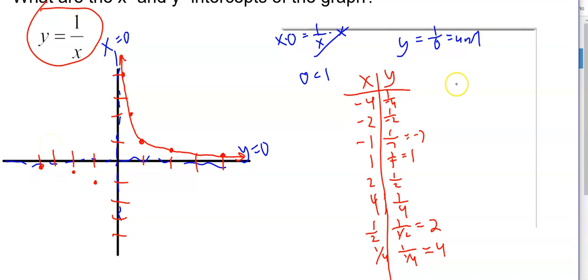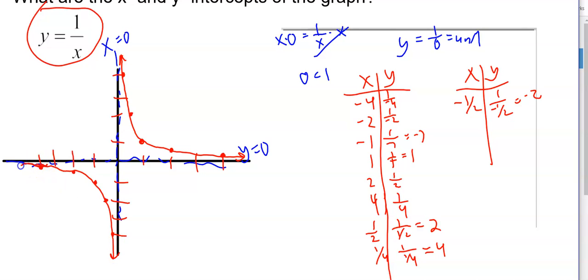If you plugged in, say, -1/2 for x, that would be 1 over -1/2, which is actually -2. So -1/2, -2 is right about there. And if you plug in -1/4, it'd be right in there. So you can see this graph on the other side is doing a very similar thing. It's approaching both of the asymptotes, but never actually touching them. You get closer and closer, but never touch them.